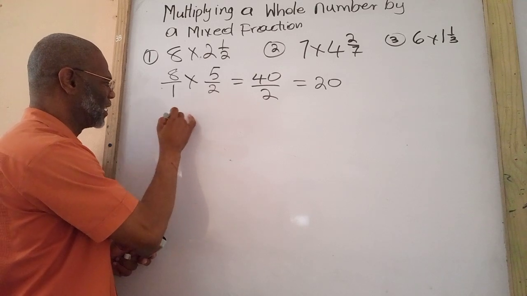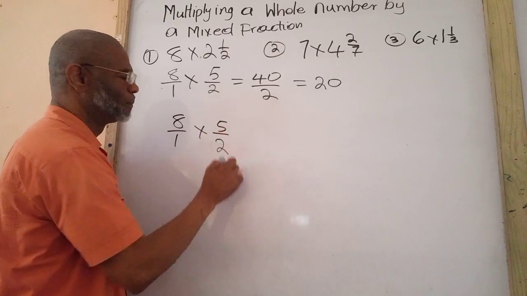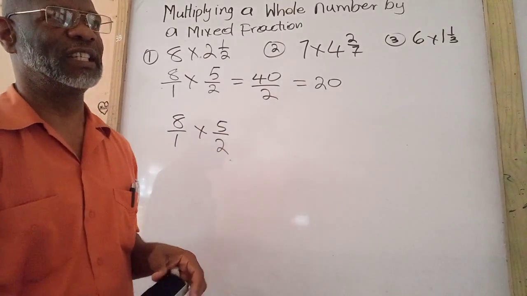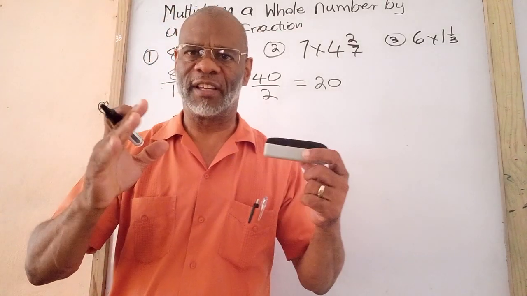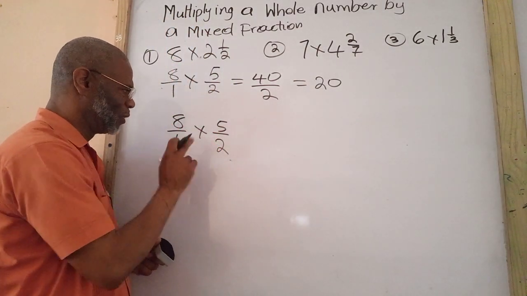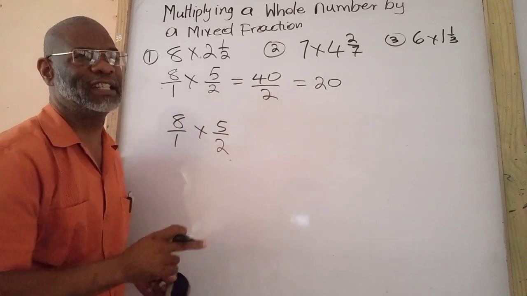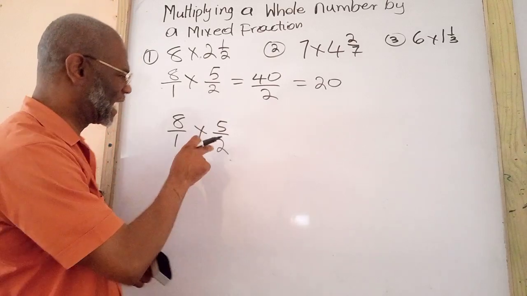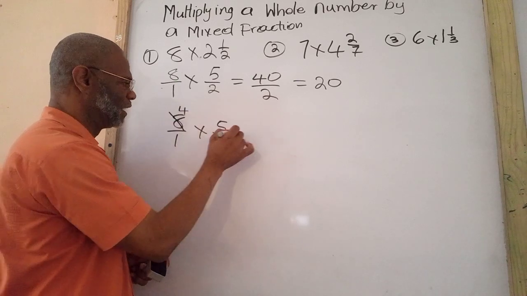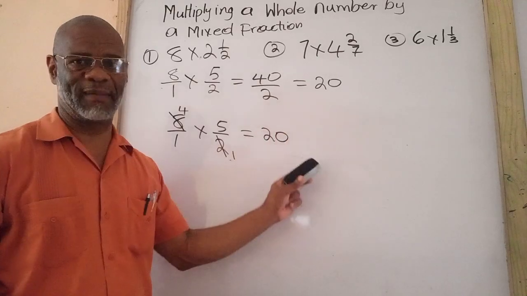So we have 8 over 1 times 5 over 2. Now, one other thing we can do, we can look at the numerators and denominators, see if any of them have any common factors. Alright? So we look for common factors here. We notice that 2 is a factor of 8. Alright? So 2 can go into 8. So we can cancel these. So we say 2 into itself is 1, 2 into 8 is 4. And then we say 4 times 5 is 20. Alright? So we arrive at the same answer.